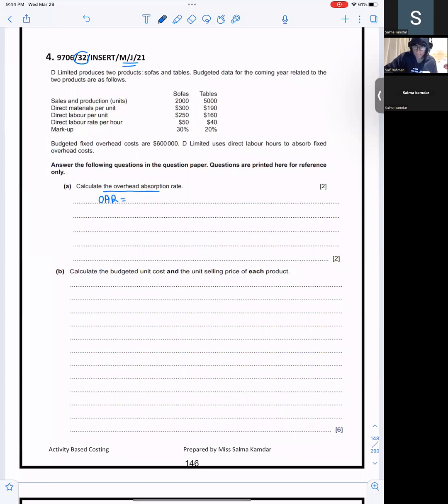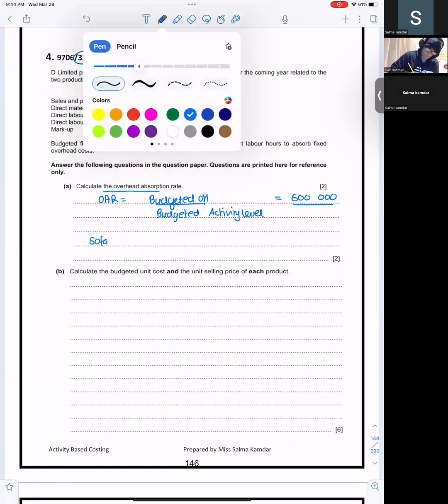Overhead absorption rate we find out by budgeted overheads upon budgeted activity level. What is the budgeted activity level? Labor hours. My budgeted overheads is 600,000. I don't know my labor hours. Come on, let's find out the labor hours for sofas. What is the labor hour for sofa?